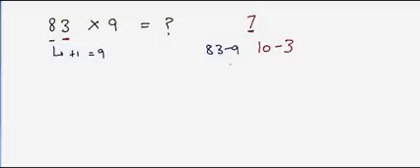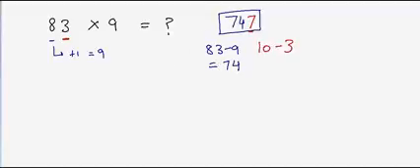Now I'll take the first digit. The first digit is 8. I will take the increment of 8, so 8 plus 1 is equal to 9. And then I'll subtract 9 from 83. So 83 minus 9 is equal to 74. So the answer will be 747. So this is our answer.